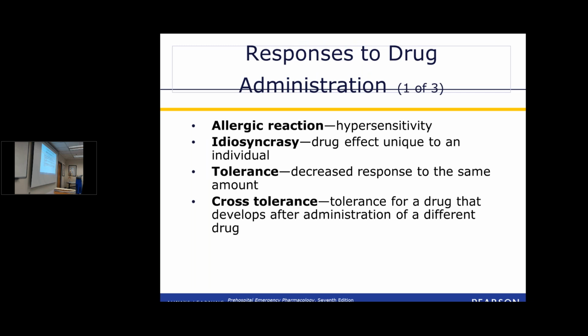All right, this goes back to what I was telling you earlier, the idea of the definition that's here, but there's a whole other list that's in your book as well. So do yourself a favor and take a look at that. When we talk about allergic reaction, we're talking about hypersensitivity, okay?